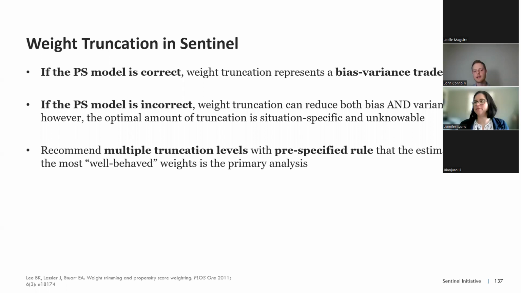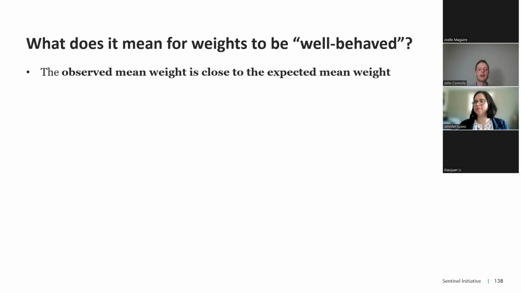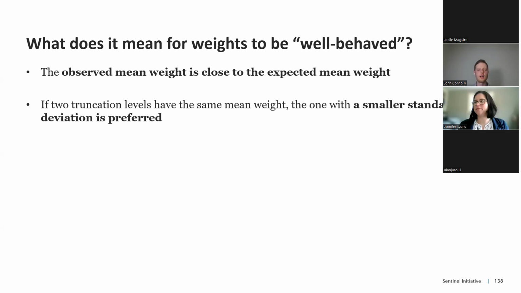And so, like I said, we recommend testing out multiple potential truncation levels, and then having a pre-specified rule established beforehand that we'll use the effect estimate that corresponds to the weight truncation threshold where the weights were most, quote unquote, well-behaved. So what does that mean? As Dr. Lee outlined before, it means that the observed mean weight is close to what you would expect. And so that's the first-pass thing that I would recommend when you're choosing between the thresholds. If you see a tie based off of that metric, you can then move to looking at the one with a smaller standard deviation, because that would theoretically give you a more precise effect estimate.